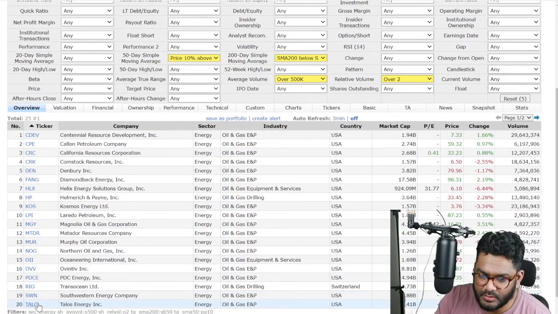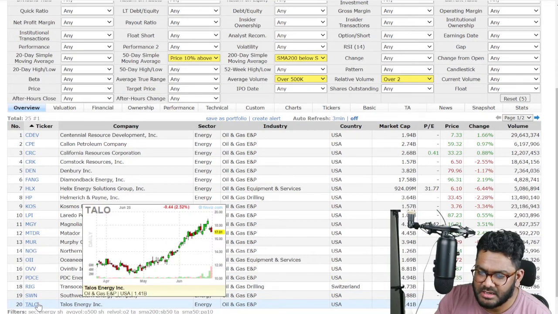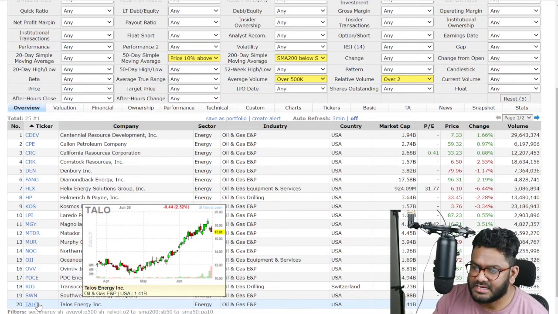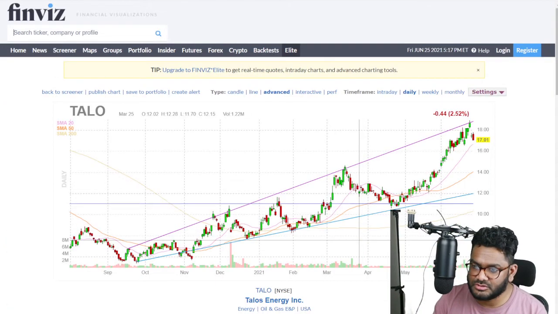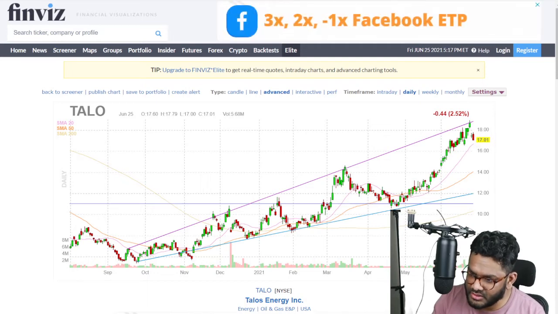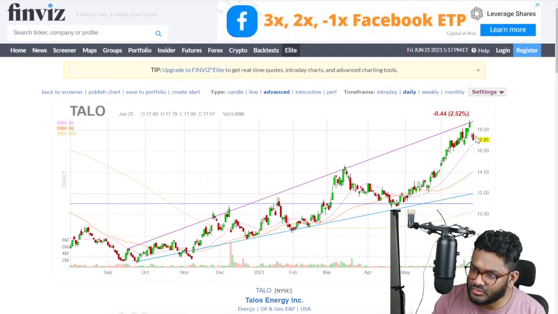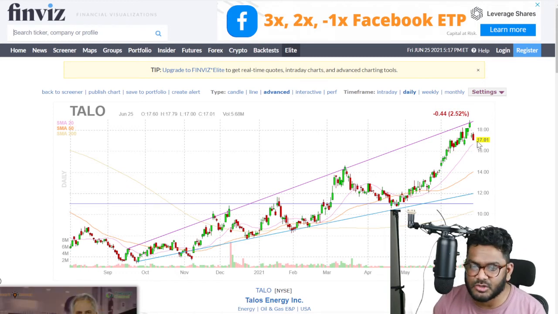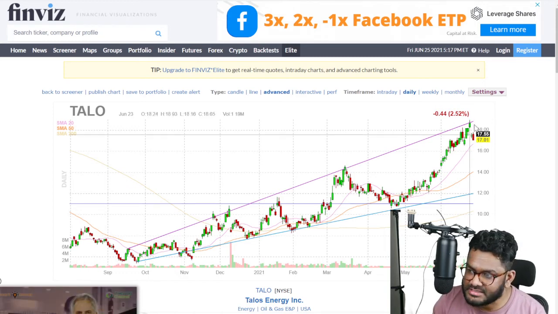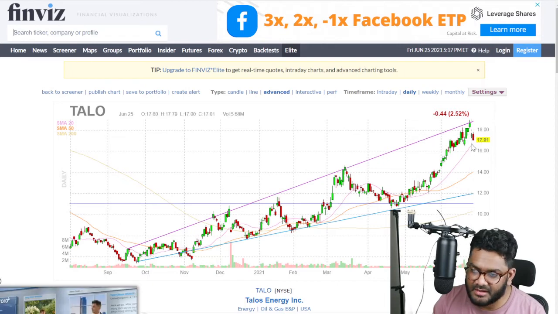Now we have something called Talos Energy. That looks good too, because there is a red candle. If there is a red candle, I always look for why it is falling, why there is a huge sell off here. Is it a good time for me to buy it? Is it a market overreaction? You remember I talked about market overreaction. So is it a good time to buy and make my entry?